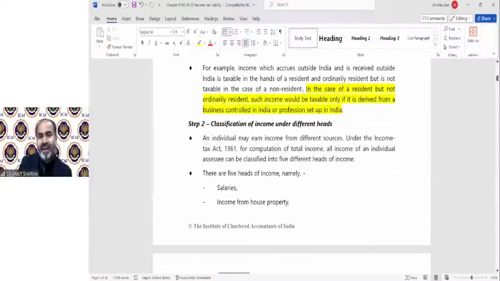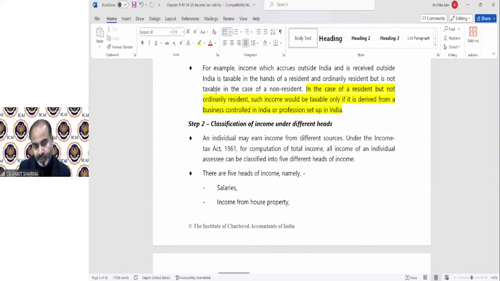Then, what kind of income is going to be taxable in the case of a resident or non-resident? That has also been discussed in chapter number two. If you are a resident and ordinary resident, then every income is taxable in India, whether you earn or receive it in India or outside India. If you are a resident but not ordinary resident, then income which is earned and received in India, or which is controlled from India, is taxable, etc. These provisions have been discussed in Section 5, the incidence of tax, in chapter number two.